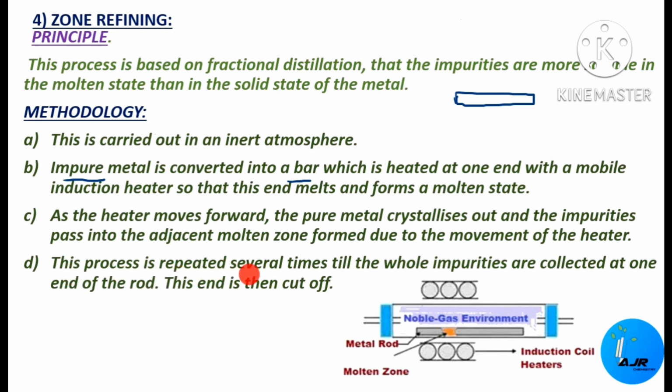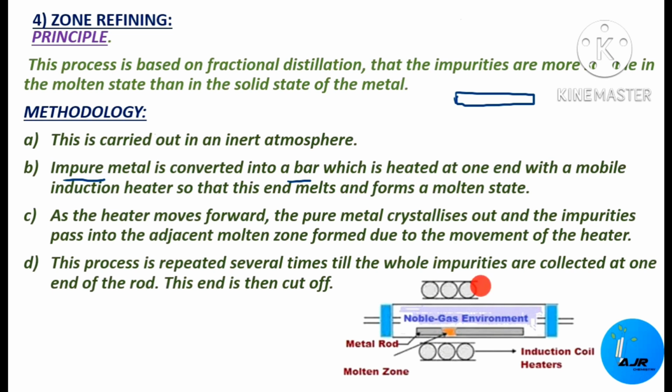This process is repeated several times till all the impurities are collected at one end of the rod. After reaching this end, the mobile induction heater will be moved again from this end to this end, so if any impurities are left out, they will be collected at the end. Finally this end is cut off, because at this end we'll have all the impurities. So the impurities can be totally removed from the bar, and this bar will have only the pure metal.